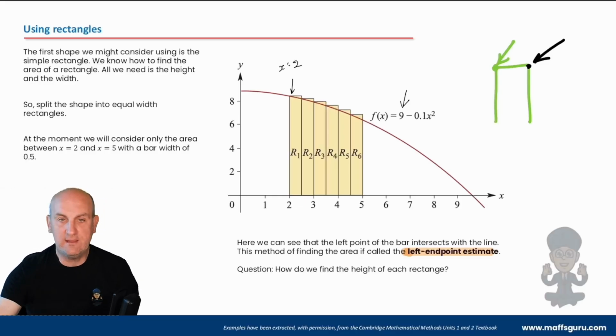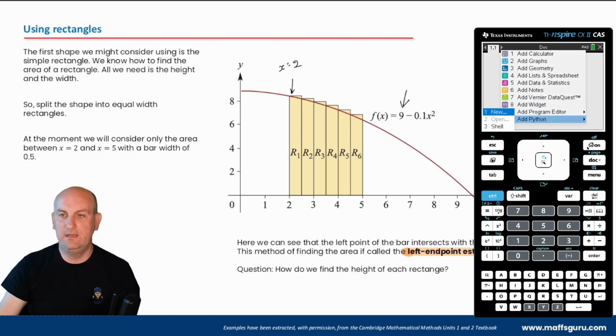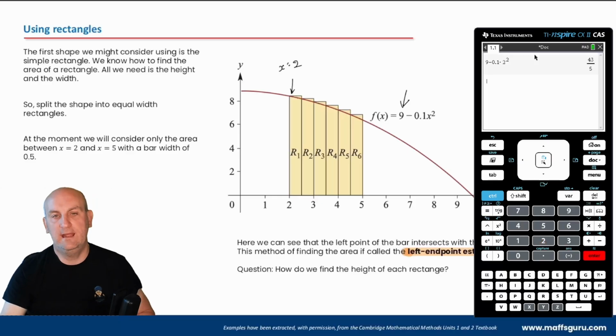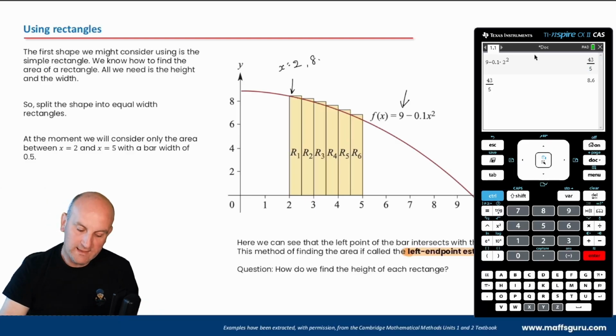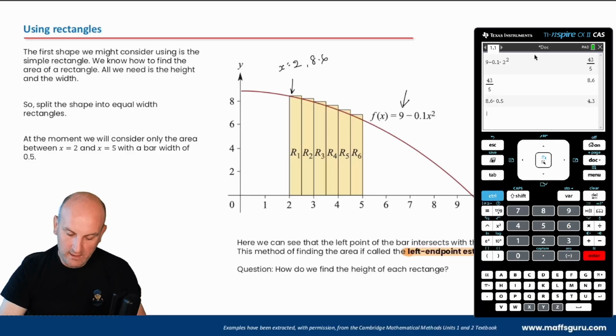Well, I could fire up my calculator, yes? So if I fire up my calculator, and I'm going to use the TI Inspire. Guys, for the ClassPad, you have pretty much the same functionality. So I'm going to hit menu, I'm going to do a calculator, please, and I'm going to do 9 minus 0.1 times 2 to the power of 2. Hit enter, and there we go. That's horrible. So I'm going to copy that down and do it as a decimal at this moment in time. So 8.6 is the height of that rectangle there. Cool. So now, if I do 8.6 times 0.5 and hit enter, I get 4.3. I now know the area of that rectangle there is 4.3.